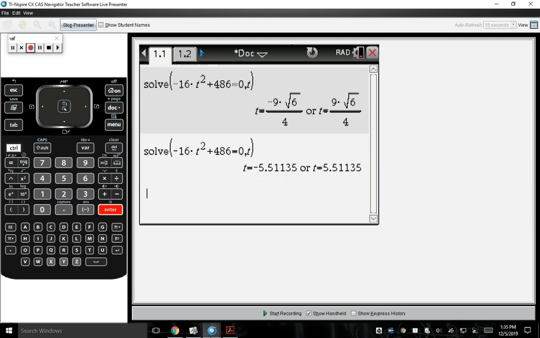Can someone tell me why I have 2 answers? It's square root. Yeah, when you take the square root, it's a plus or minus answer. Okay? But which one does not make sense with this problem? The negative, because we don't have negative time per se. Okay? So we're going to put the answer as 5.51.